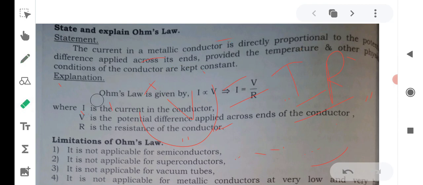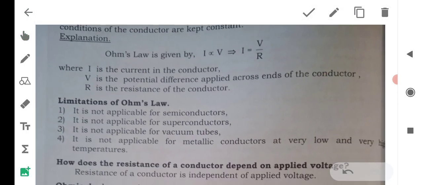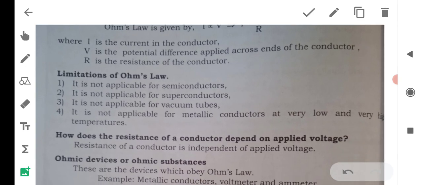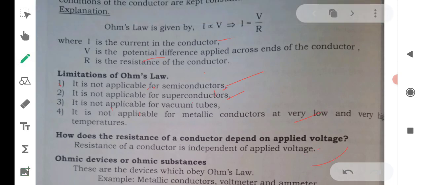Now, students, the limitations of this law. First, this law is not applicable for semiconductors. Second, it is not applicable for superconductors. Third, it is not applicable for vacuum tubes. And fourth, it is not applicable for metallic conductors at very low and very high temperatures. These are the four limitations of Ohm's law.